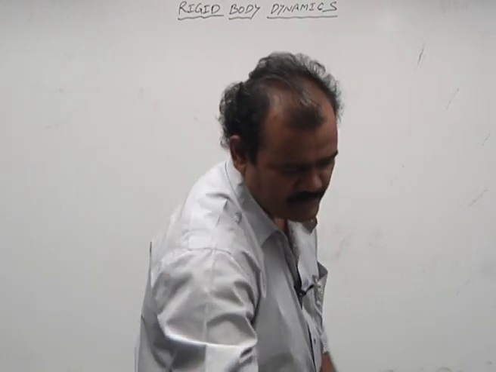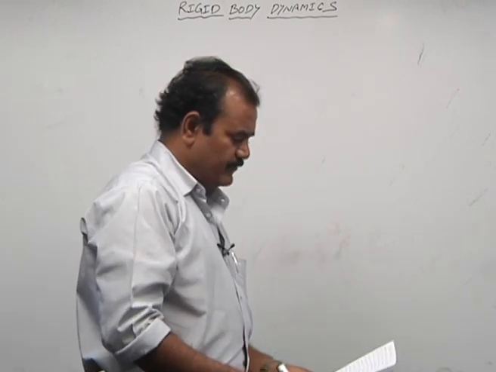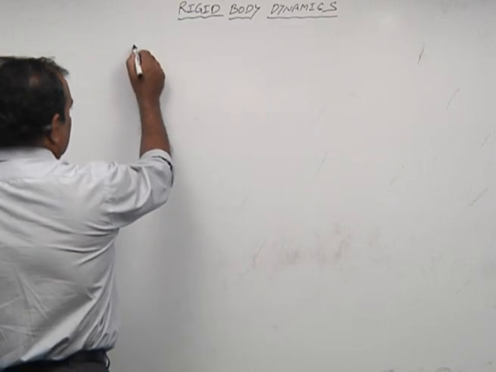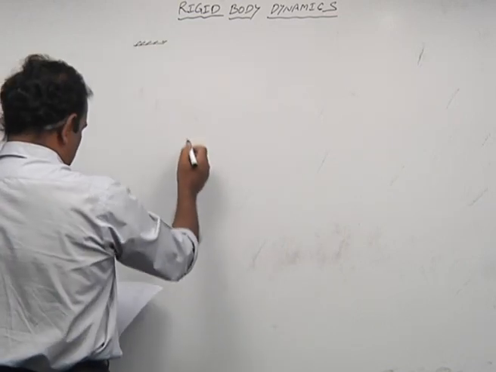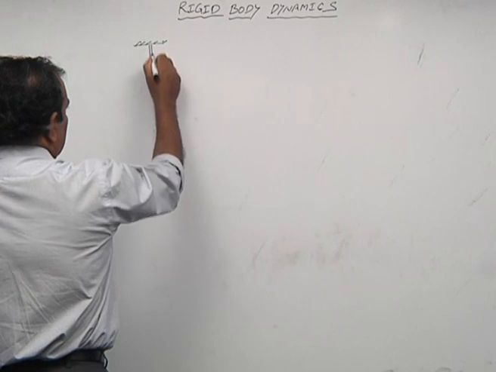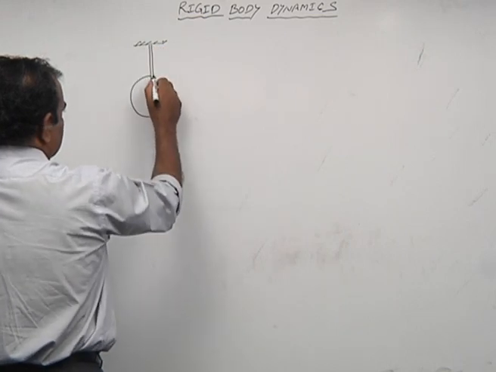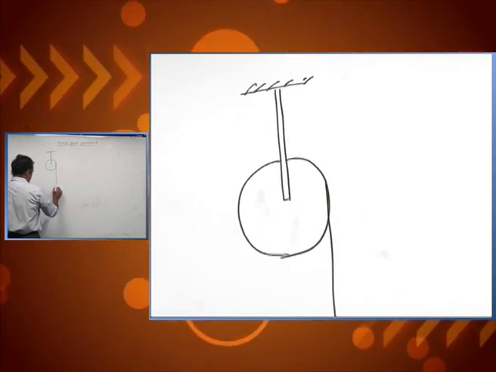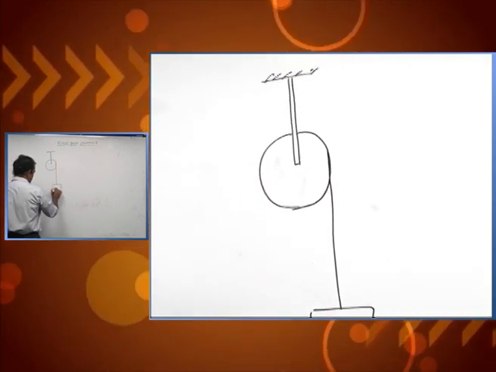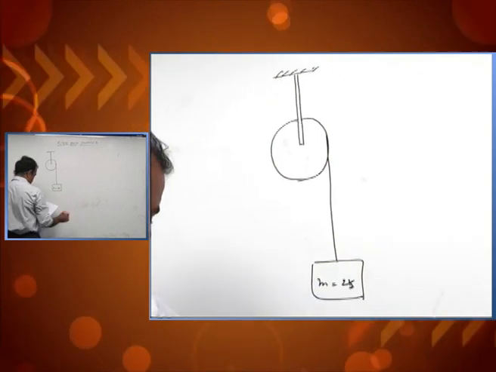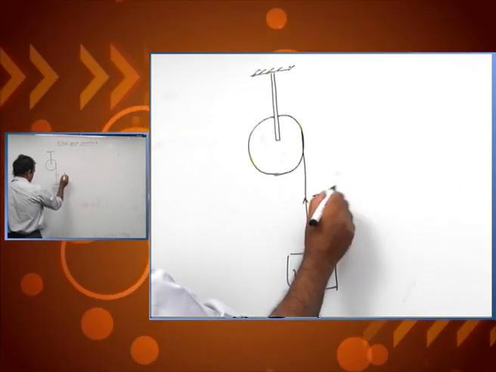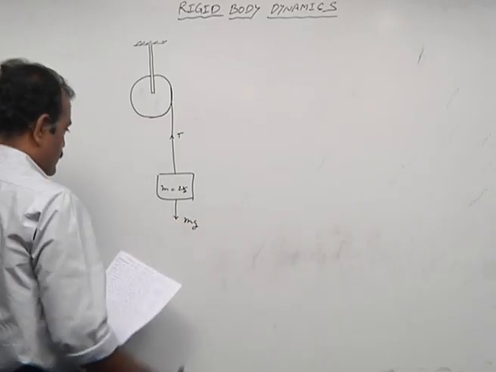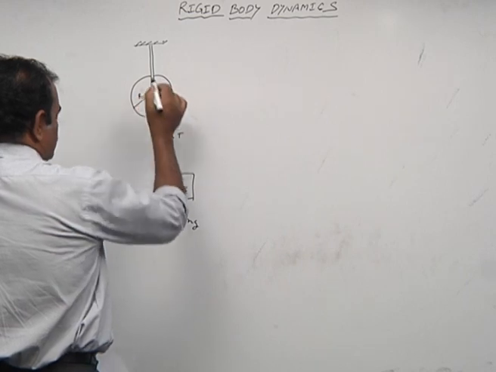In this next problem it is mentioned that the moment of inertia of the solid flywheel about its axis is 0.1 kg meter square. So first of all we can draw this figure. In this figure, this is the pulley here, and the mass is 2 kg, m is equal to 2 kg, and thereafter the tension is here, and it is mg, and this is the radius.